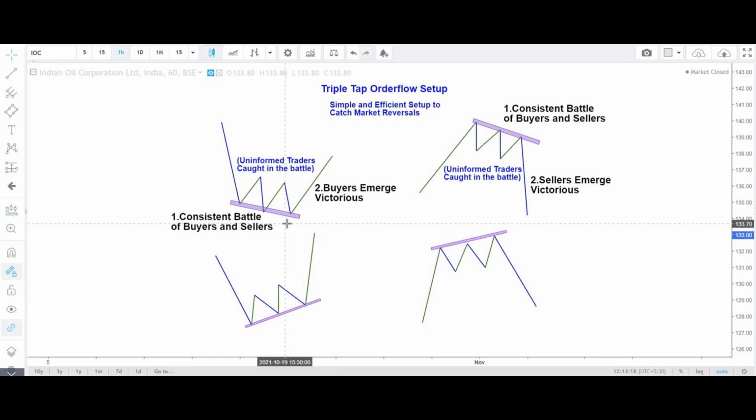So what's actually happening here is we are seeing a consistent battle between buyers and sellers. There will be a very good battle going on between buyers and sellers. And right at the end of the battle, that is right after the third touch or the third tap, you will see that buyers will emerge as victorious. And not only that, the uninformed traders who have no idea what's actually happening behind the price action will be caught in this particular battle. All these uninformed traders who have taken positions within this consolidation or within these taps are now trapped in the market, and when the buyers emerge victorious, all these uninformed traders will be thrown out of their positions.